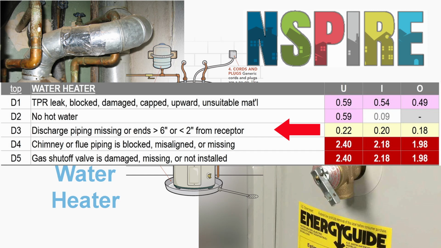Deficiency 3, the discharge piping is missing or it ends more than 6 inches or less than 2 inches from the floor or whatever receptor catches the water that comes out of it. This is a moderate deficiency in all 3 areas. Deficiency 4, a chimney or flue pipe is blocked, misaligned, or missing, life-threatening in all locations. Deficiency 5, a gas shutoff valve is damaged, missing, or not installed. This is also considered life-threatening in all locations.